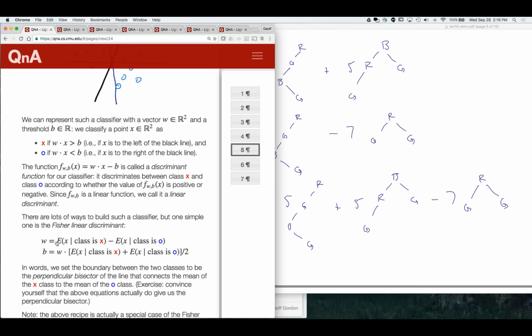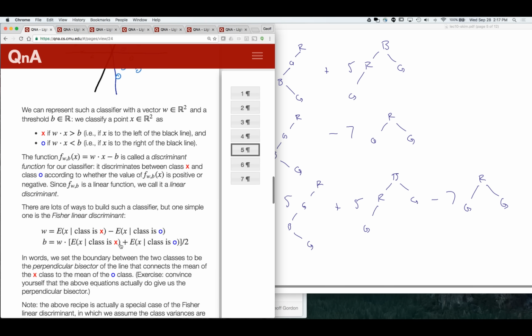And now, so that's to find W. And to find B, we're actually also doing more vector space operations, right? Here's addition, scalar multiplication. But now we're also doing inner product space stuff. We're taking the inner product of W with this vector that we computed this way, right? And it turns out, we went over this in class, that taking W and B this way makes the class boundary be the perpendicular bisector of the line connecting the mean of the X class to the mean of the O class.